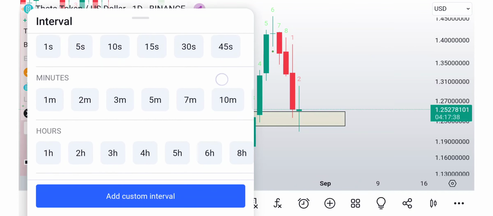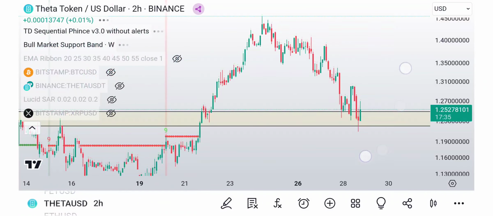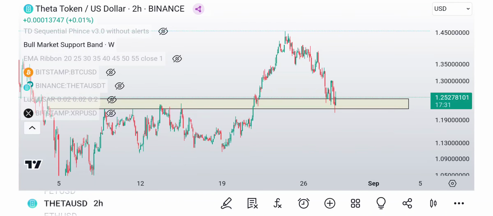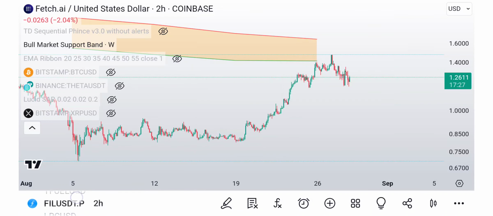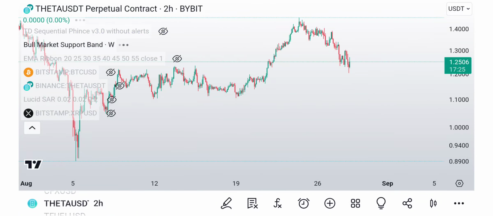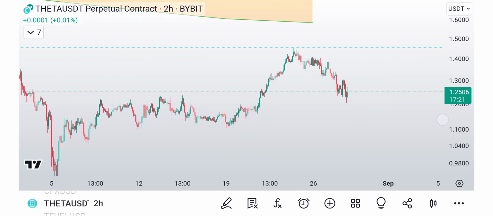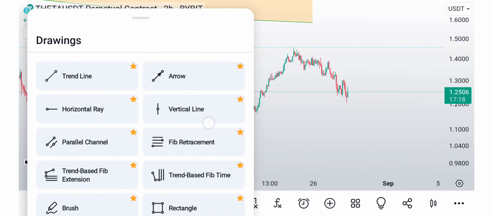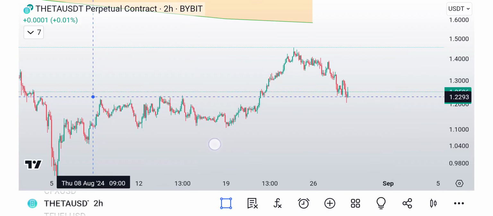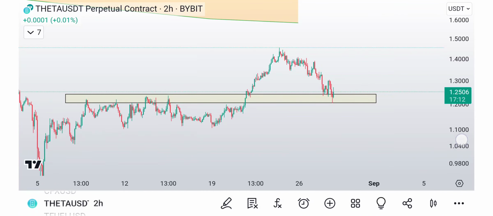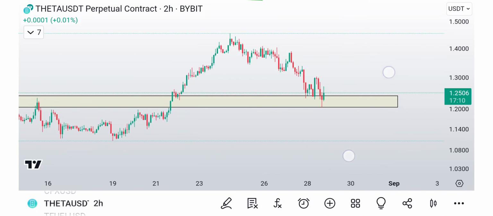So let me zoom in to the 2-hour chart here. I'll take that off, and let me get to this chart. It's a lot cleaner here. Okay, here we go. So this is the Theta chart. So as long as we hold that, I think we're doing really well.